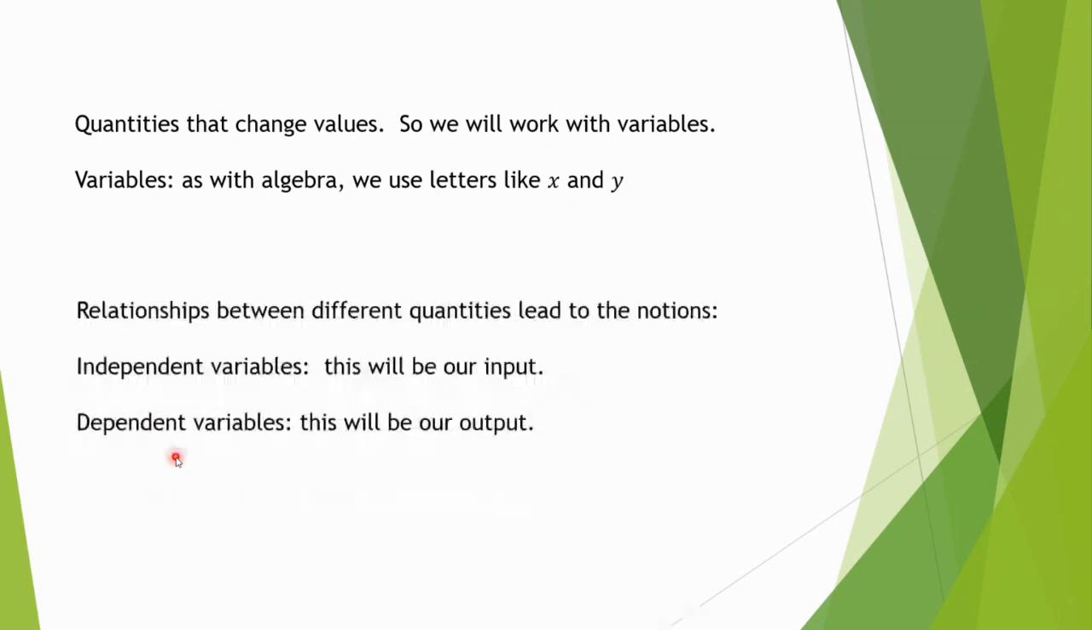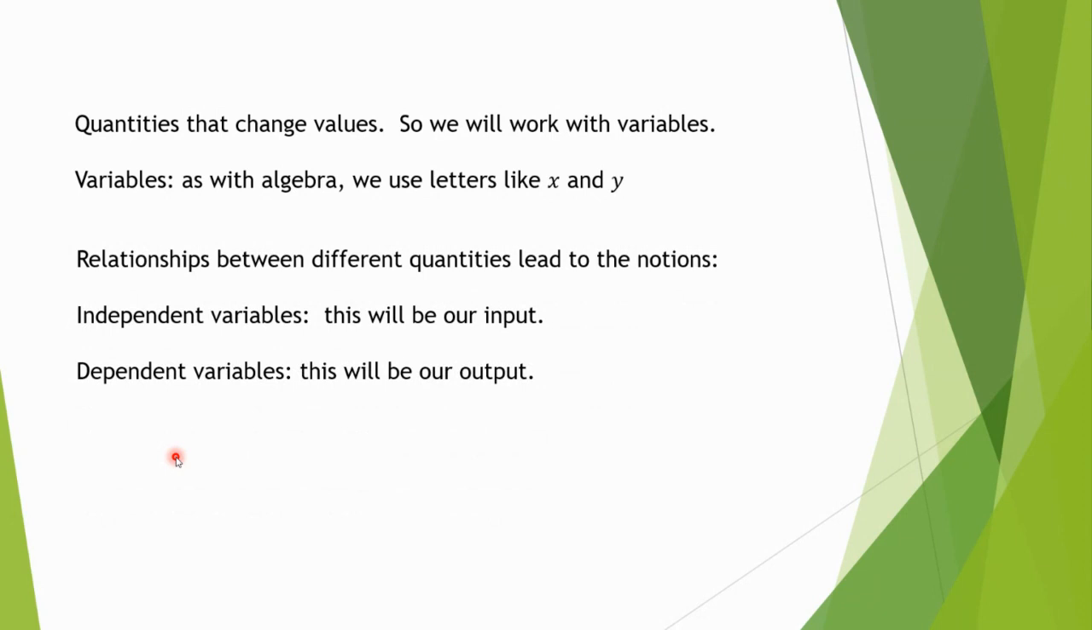And generally what's going to happen is this: in a relationship, especially a function, one variable will depend on the other. The one that depends on the other is the dependent variable. That will usually be denoted by Y. So one variable will depend on another, and the dependent variable is the one that depends on the other. The one it depends on is the independent variable.